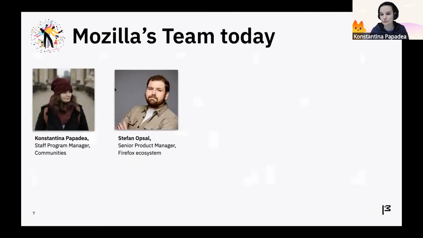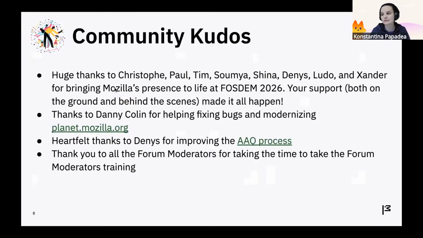Today we're going to hear from Mozilla Corporation. We also have Thunderbird folks. It's going to be me and Stefan. My partners in crime, Kiki and John, unfortunately couldn't make it today. So I'm going to be your host, and Stefan is going to talk about AI controls and what that means. But before we get there, I want to give some community kudos.